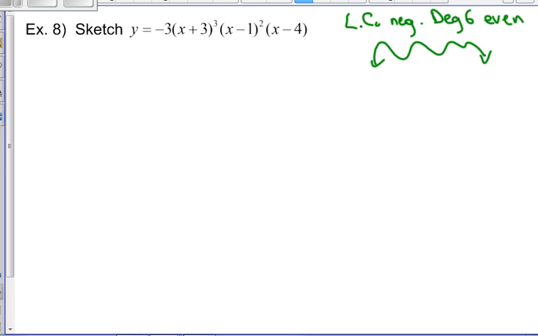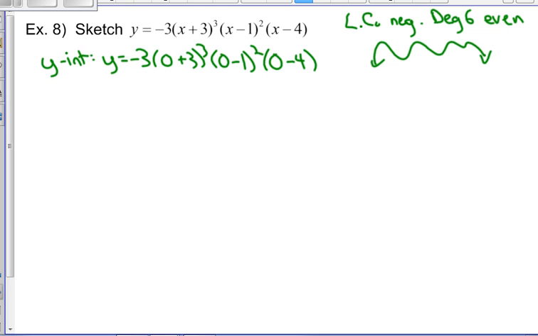Okay. In terms of finding the y-intercept, if it's in factored form already, you just sub in 0 for x. So that'll give us 0 plus 3 all cubed, 0 minus 1 squared, and 0 minus 4. And then we just work that out. And when we do, we're going to get the number 324. Seems like a big number, but that's okay. We're just going to mark it as 324 on the graph. It doesn't make it any harder.